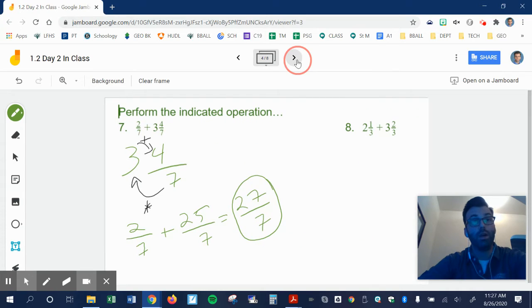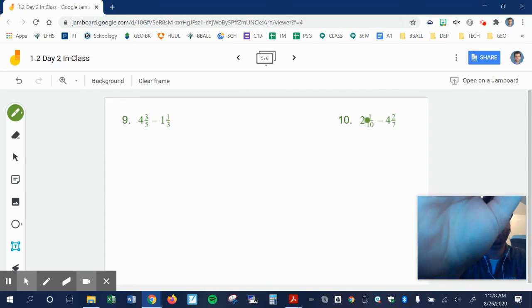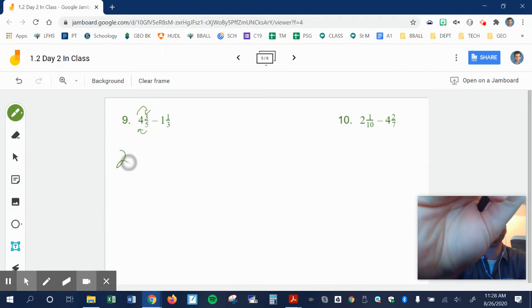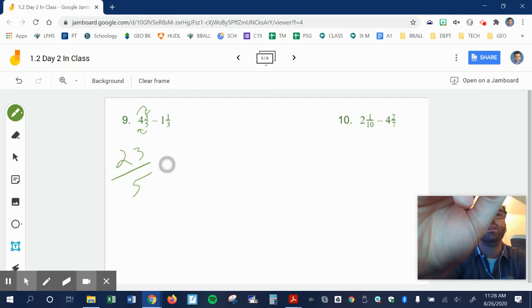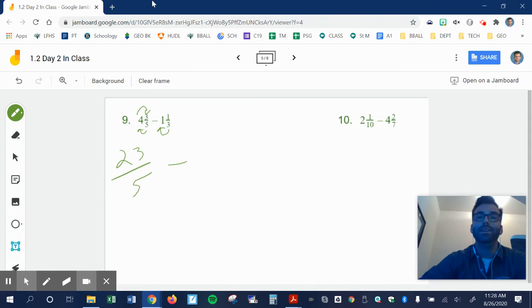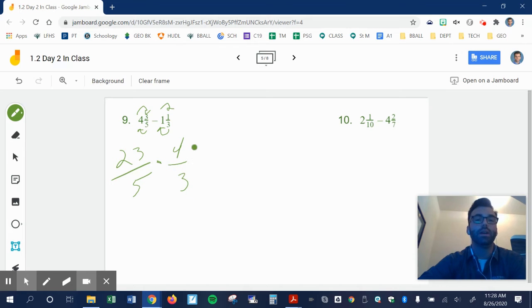Wow, that's 2 problems. Let's try another one. We're going to do subtraction, but wait, holy buckets, what a mean problem. There are 2 mixed numbers, so I have to change those into improper fractions. So I'm going to do 5 times 4 gives me 20. 20 plus 3 gives me 23/5, minus 1 times 3, oh buckets, 1 times 3 gives me 3. 3 plus 1 gives me 4/3. Again, that's a minus. That was supposed to be my subtraction.